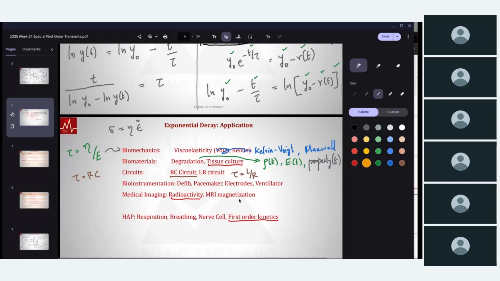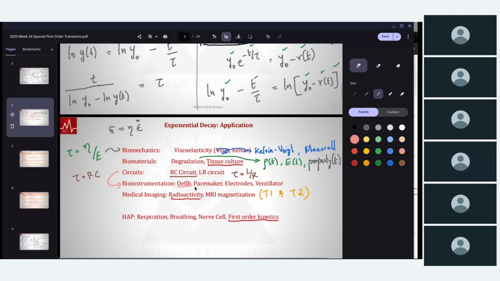You have MRI magnetization, specifically T1 and T2 relaxations happen this way. Now, many things in bioinstrumentation are applications of circuits. Defibrillator: you're essentially charging a capacitor and then discharging it when you defibrillate. It's an RC circuit. You're charging a capacitor and discharging it, defibrillation.